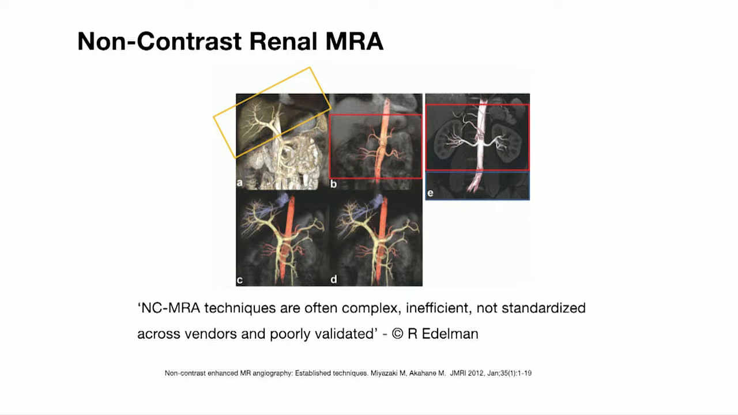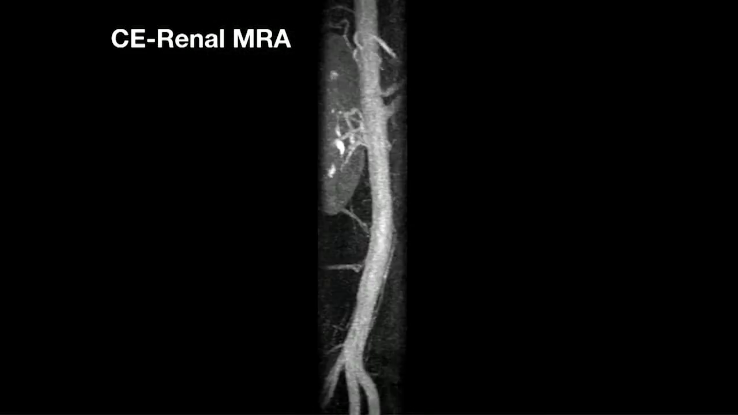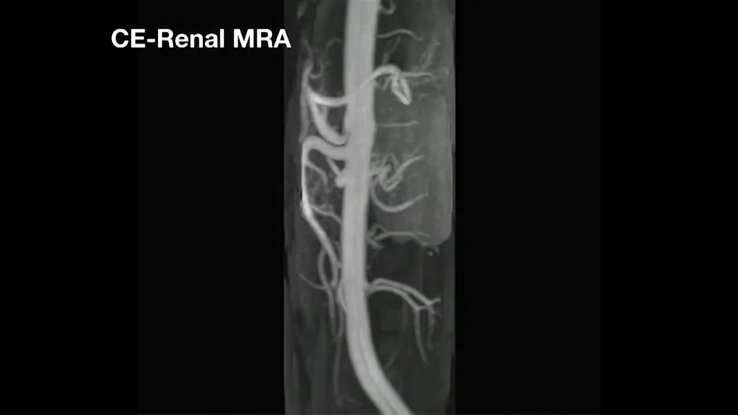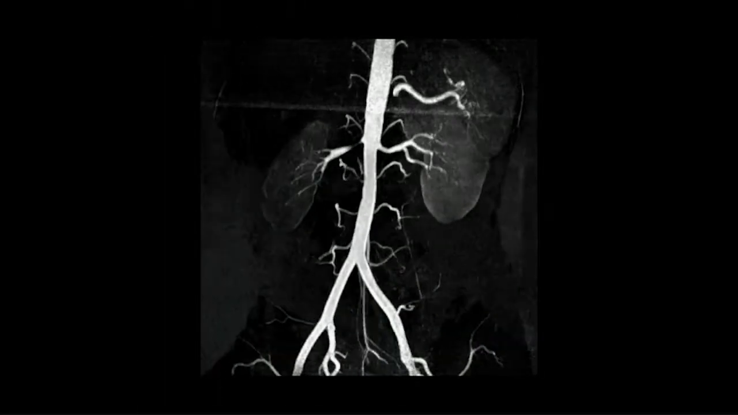So although these are available, and they do show very nice images usually in normal renal arteries, we find that they don't always work so well in pathological renal arteries. As opposed to contrast-enhanced MRA, which does seem to work well both in normal and abnormal renal arteries. So here's a nice normal subject with two renal arteries arising quite close together on the right side. And here's another one from another vendor. So between vendors we've got quite good correlation, and these all look the same. And here's another one from a different system again.